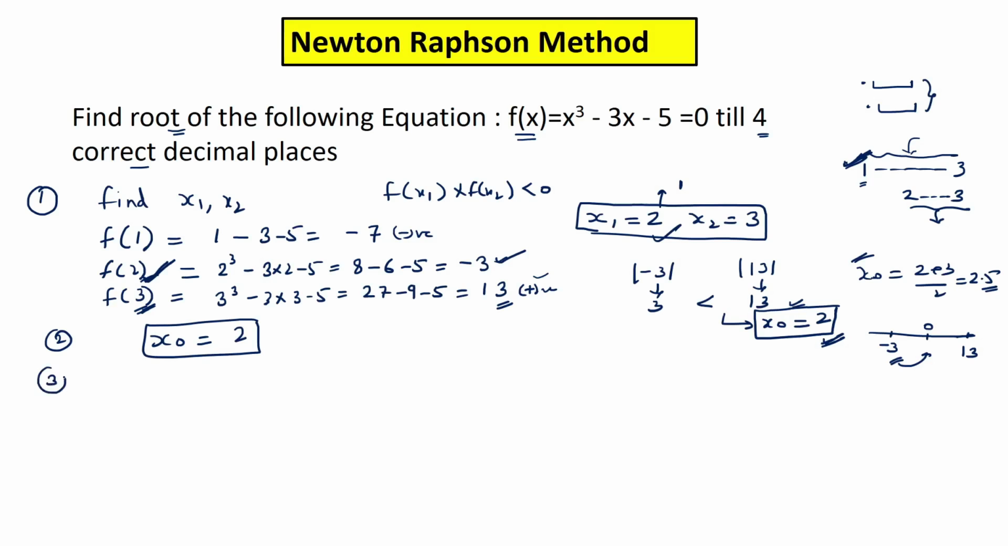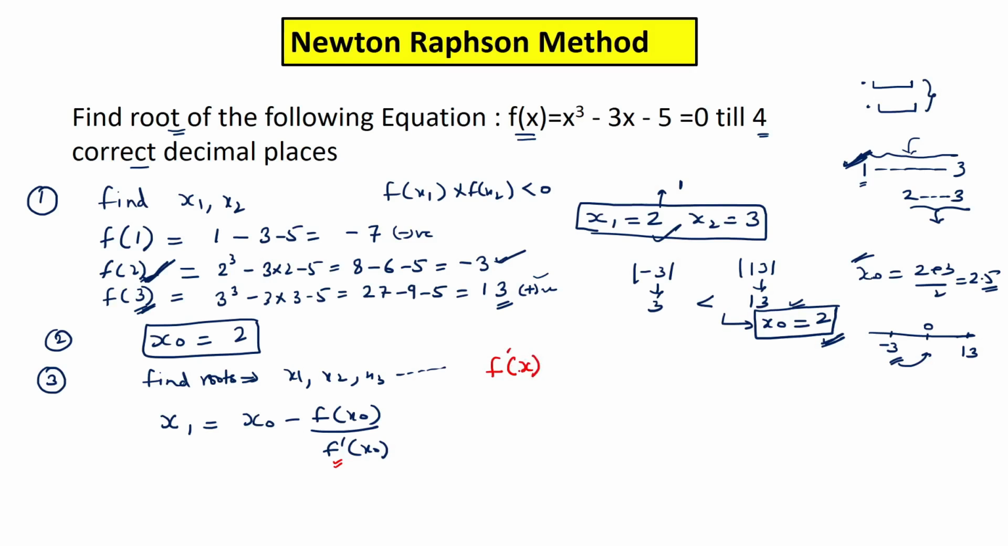Now the next step is we have to apply the formula for the Newton Raphson method. Now we will find the roots, that is we will be finding x1, x2, x3 and so on. So if we find x1, we saw x1 was x0 minus f of x0 upon f dash x0. Here we can see we need the differentiation of the function f of x. So we can find f of x with its differentiation. So what is the differentiation of this?